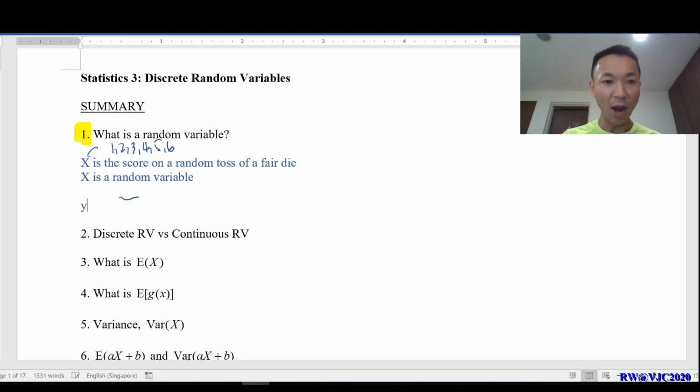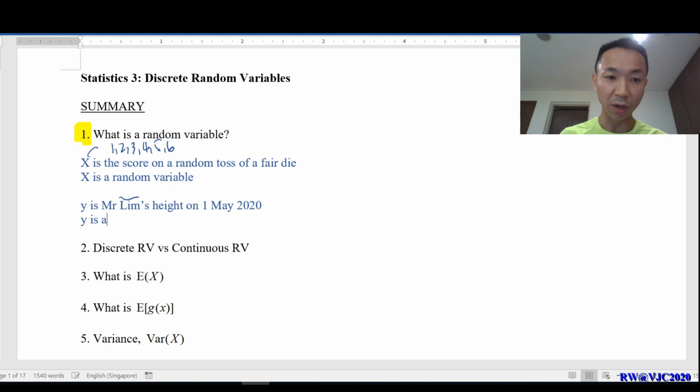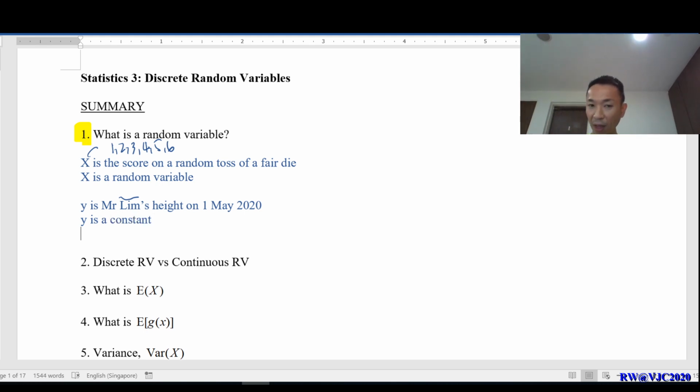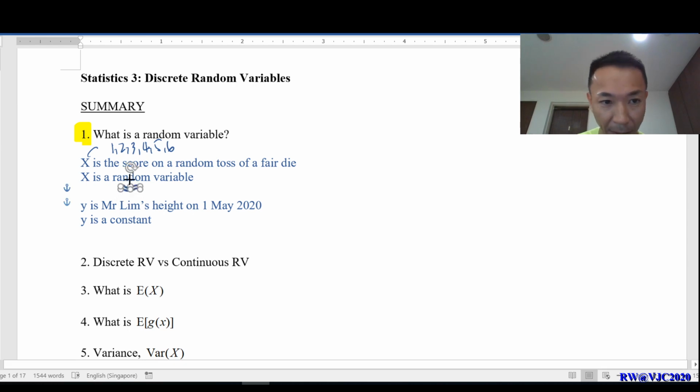If I tell you y is Mr. Lim's height on 1st May 2020, now it's passed. There is a particular value. You may or may not know what is the value of y, but y is a constant. You may not know Mr. Lim, but something is passed. There is only one value you can take. Y is a constant.